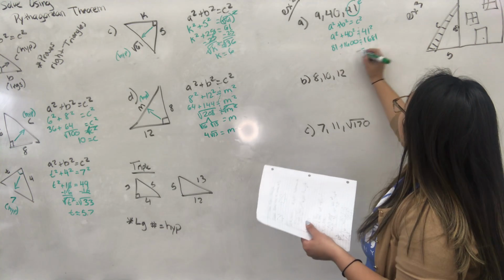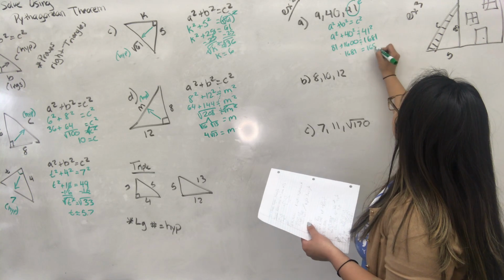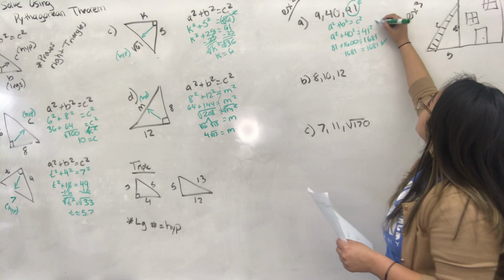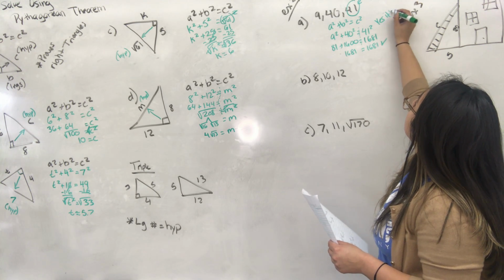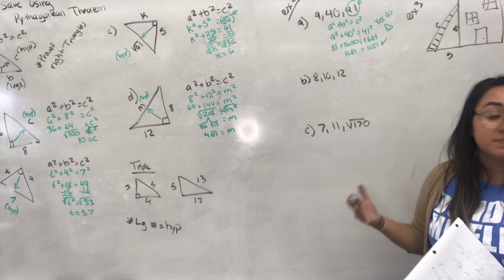1681. Now you add this side here, you have 1681. Here you have 1681 equals 1681. It is, yes, it's a right triangle. So this proves that it's going to be a right triangle.